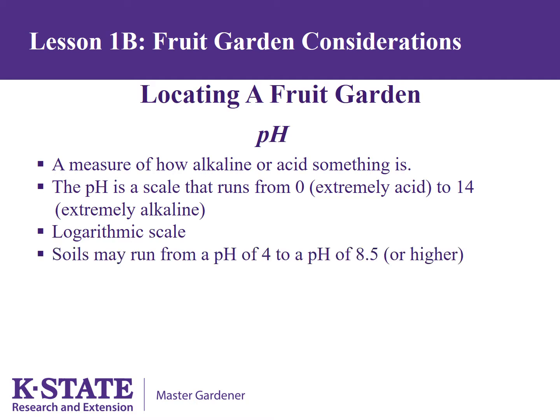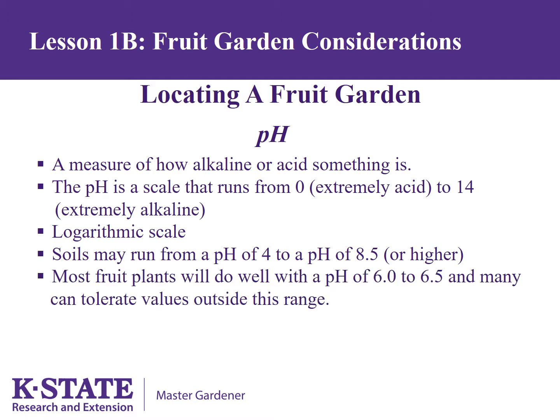Soils normally run from a pH of 4 to 8.5 or even higher. I have seen pH readings in the low 9s. Most fruit plants are in the sweet spot at a range of 6.0 to 6.5. Some fruit plants can have a wider sweet spot than this. Also, fruit plants can usually tolerate pH outside their sweet spot, though they grow best within it.